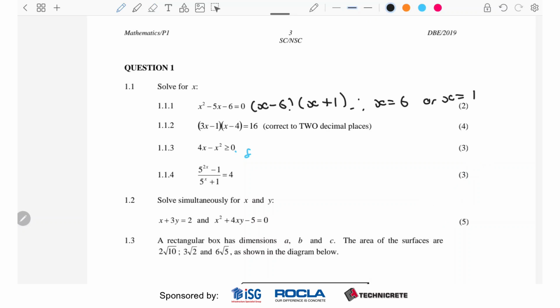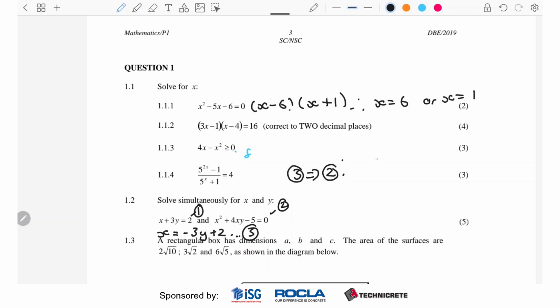Now for 1.2, this is a simultaneous equation. So this will be my equation 1. This will be my equation 2. I'm just going to manipulate my equation 1 to be much simpler. So then I'm going to say x is equal to minus 3y plus 2, and that will be my equation 3. So I'm just going to sub my equation 3 into my equation 2.